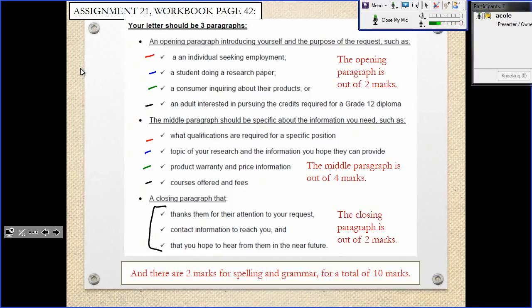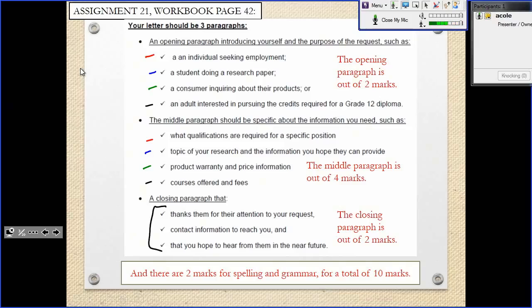So then the closing paragraph will always be the same. You notice I didn't match any colors here. So your closing paragraph needs to do three things. It needs to thank the person that's reading the letter for their attention. You need to be thankful. You need to give the person your contact information. And then you need to let the person know that you're hoping to hear from them somehow. Right? And I will give you some examples.